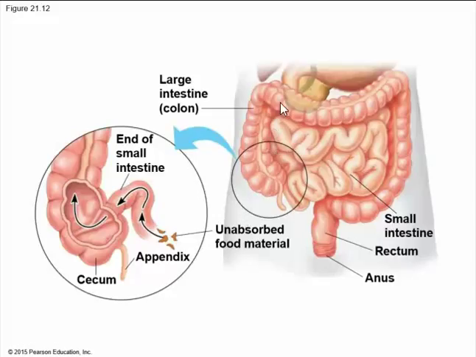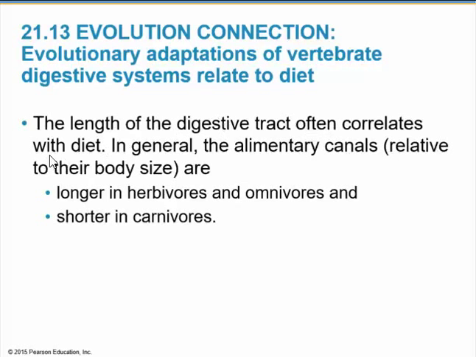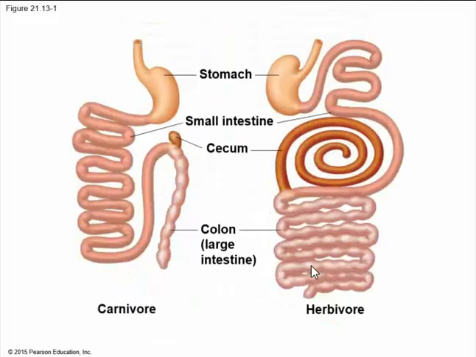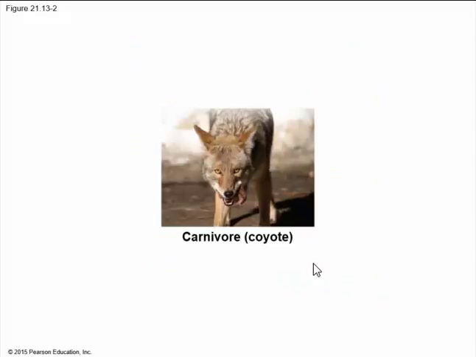Alright. Length of the digestive tract correlates with type of diet. Plant eaters tend to have a longer gut, whereas carnivores tend to have a shorter gut. So the length of the alimentary canal is longer in herbivores and omnivores and shorter in carnivores. And what I mean is the length of the intestinal part. It's much shorter in carnivores than it is in herbivores, as you can see here. It's actually much more difficult to digest plant material than it is to break down meat.